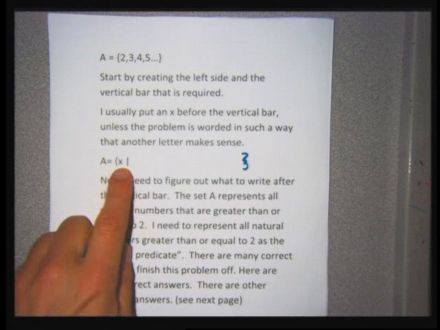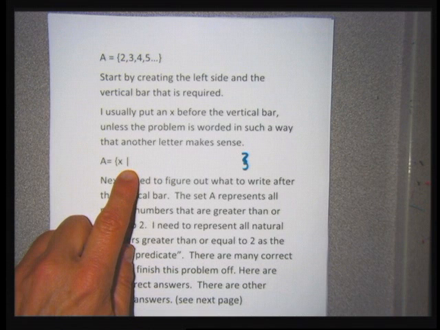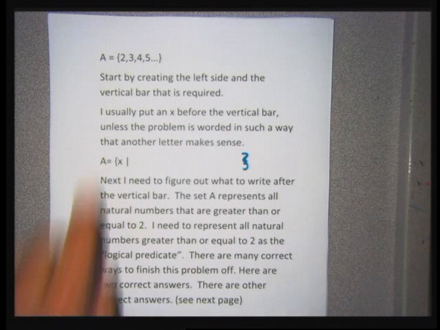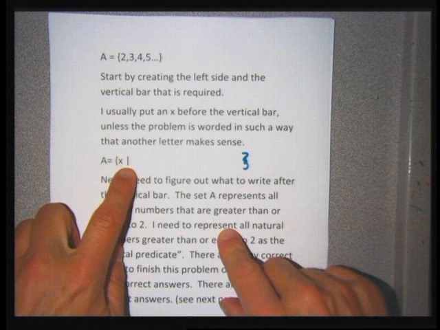And then the first thing that goes after the curly brace is a letter generally. And if there's a reason to write a letter other than X, I'll mention it. But usually I write the letter X and then a vertical bar. So this is the part that's kind of standard for all set builder notation: set name, equal sign, curly brackets, usually the letter X, and then a vertical bar.